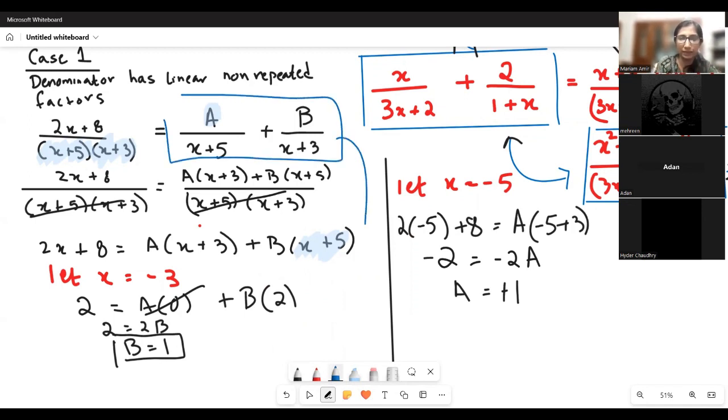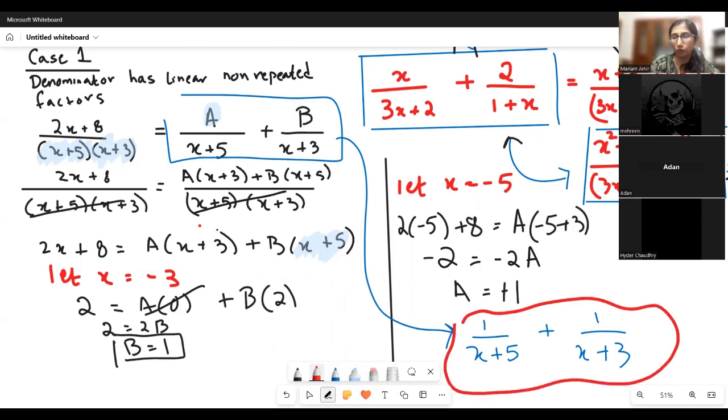Just replace a and b with 1. So 1 over x plus 5 plus 1 over x plus 3. If you have time to recheck your answer, now solve it like you used to in grade 8. Take LCM, simplify, and you should get this back.